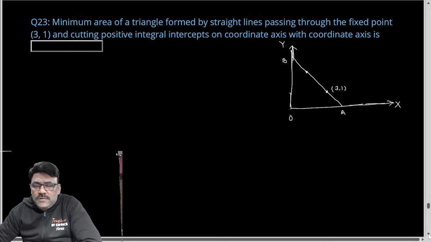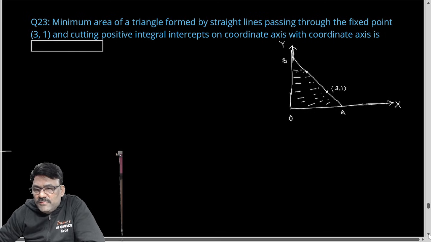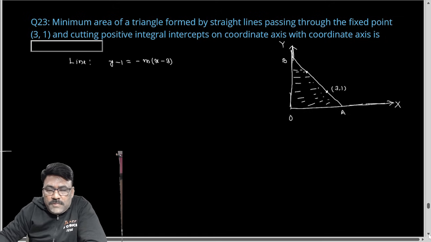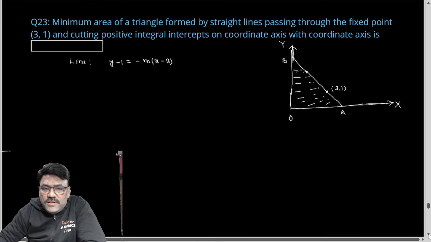Then what will be the minimum area of this triangle? The line is cutting the x-axis and y-axis on the positive side, so you can see that the slope of this line is negative. Let's say the slope is minus m. So I can write the equation of the line using point slope form as y minus y1 equals minus m times (x minus x1). M is positive here, so slope minus m will be negative.